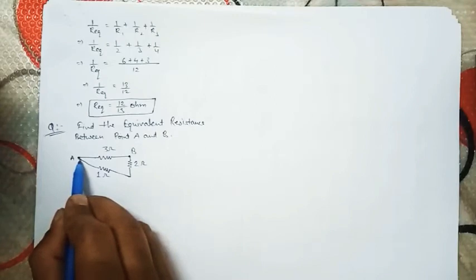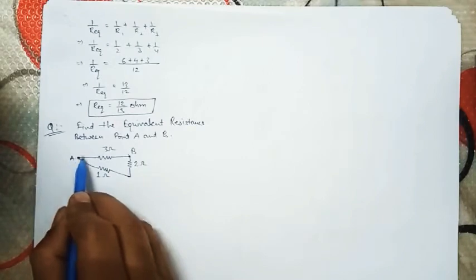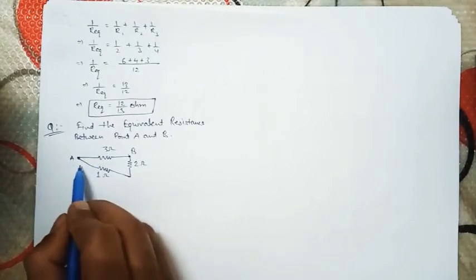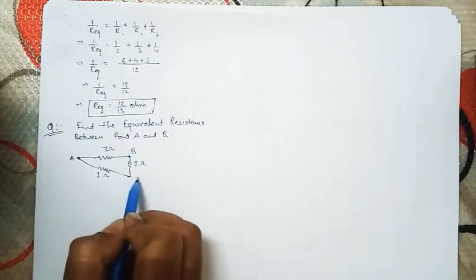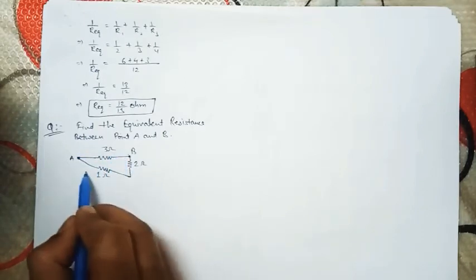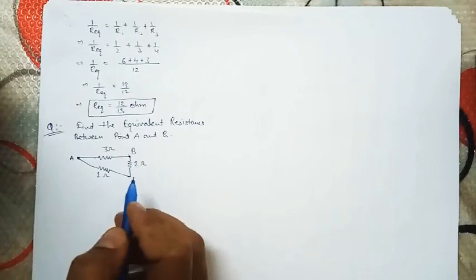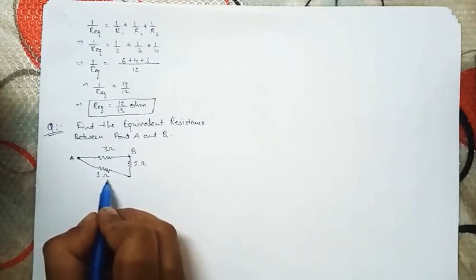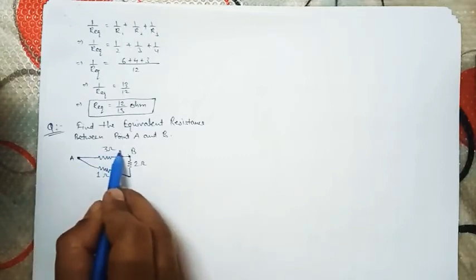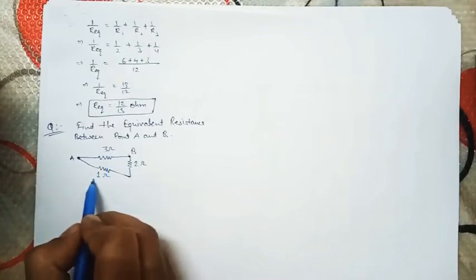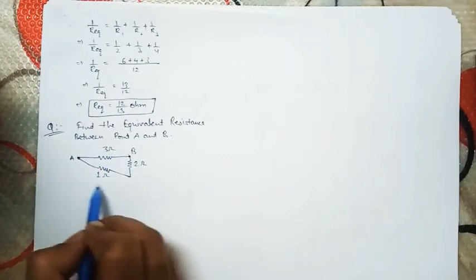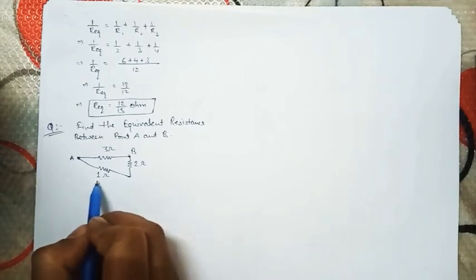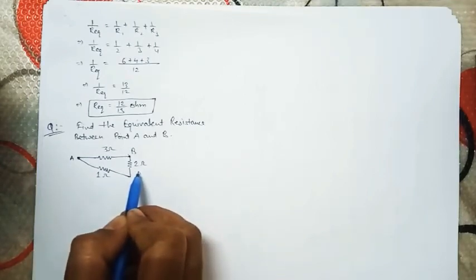When we move from point A to point B, there are two paths to move from point A to point B. First path, that is through the 3 ohm, and second path, that is through the 1 ohm and 2 ohm. One path is directly and second path is like this. To calculate the equivalent resistance, first we calculate that it is a direct path, so there is nothing to calculate. But from point A to B, there is another path. In that, 1 ohm and 2 ohm are connected in the series combination. So first we solve that.